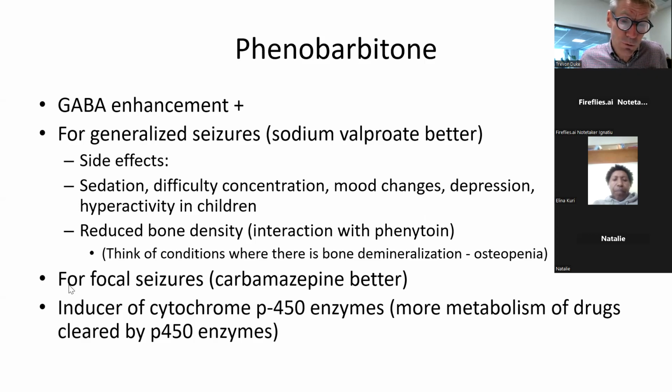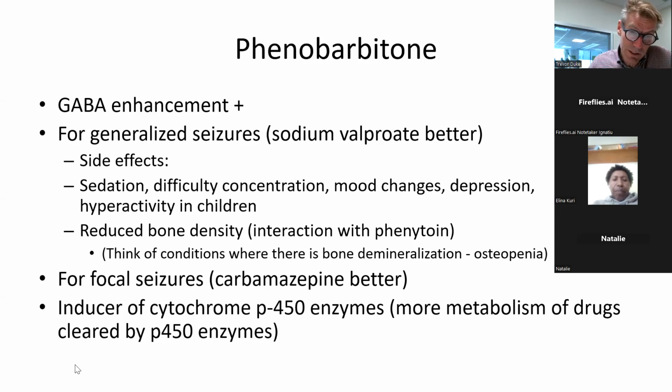Phenobarb can be used for focal seizures as well, but as I say, carbamazepine is better. So if you've got access to carbamazepine, that's a better drug to use. Phenobarb, like phenytoin, is an inducer of liver enzymes, so cytochrome P450 enzymes. So what that means is that if there are drugs that are metabolized by cytochrome P450, then they will be metabolized much faster. And so therefore, you may need to give more of those drugs, a larger dose of those other drugs, if a child's also on phenobarbital.